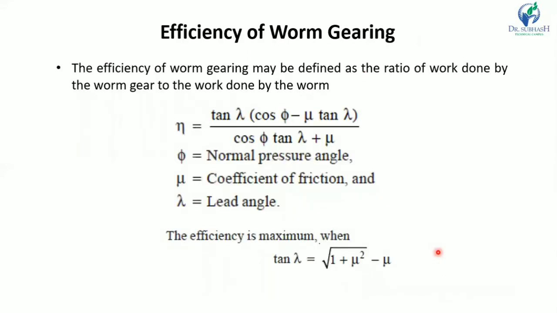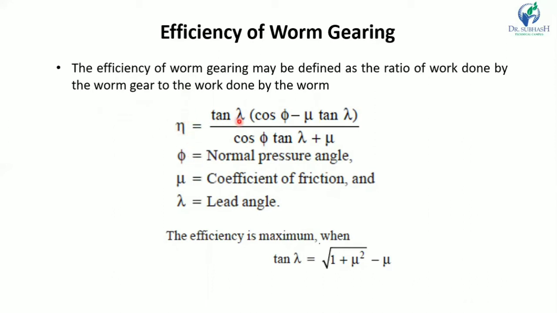Now let us look at the efficiency of worm gearing. The efficiency of worm gearing may be defined as the ratio of work done by the worm gear to the work done by the worm. So in short, mathematically, the efficiency of worm gearing is given by this equation.